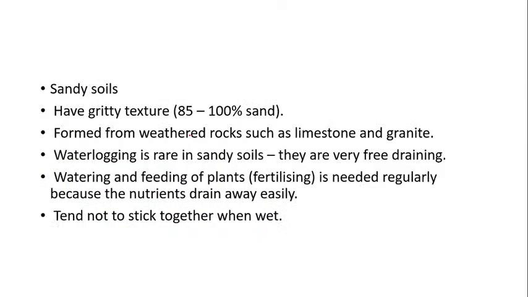Now, next is the soil is of different types. There are various types of soil. One is the sandy soil. Sandy soil have gritty texture. Sandy soil consists chiefly of sand അല്ലെങ്കിൽ മണല്. You can simply say the sand is found in the beach area. That is known as the sandy. Not only in beach area, but for your general understanding, I am telling that the sandy soil have a gritty texture, and it is formed from the weathered rock such as granite and limestone. Granite and limestone നിന്നും ഉണ്ടാകുന്നതാണ് sandy soils, and waterlogging is rare.